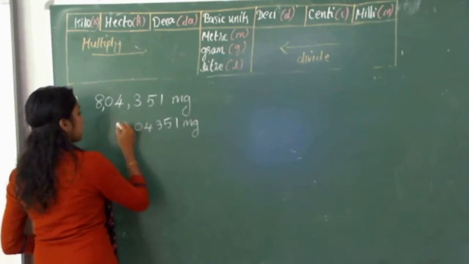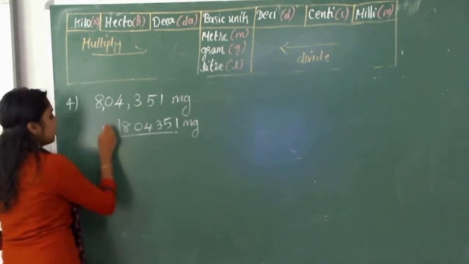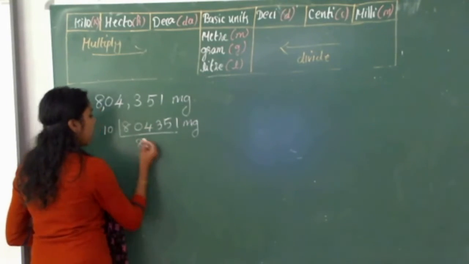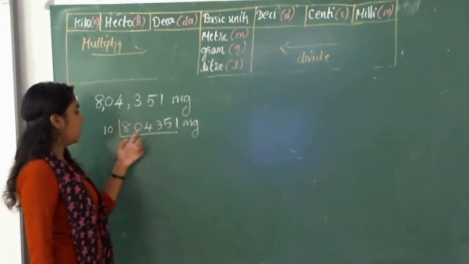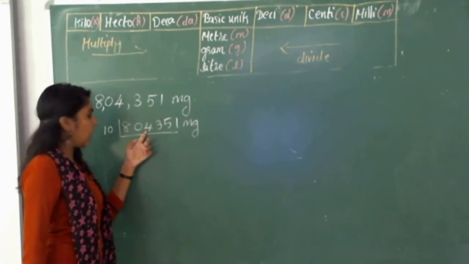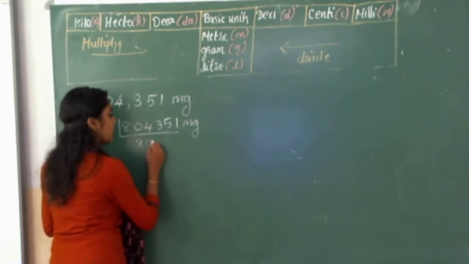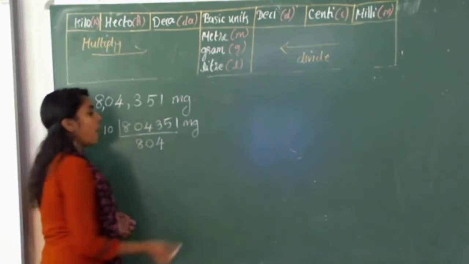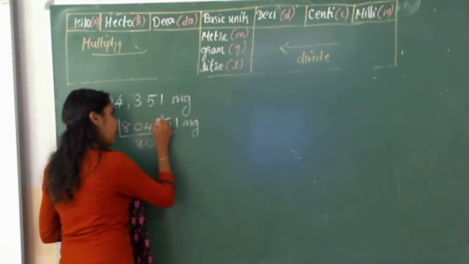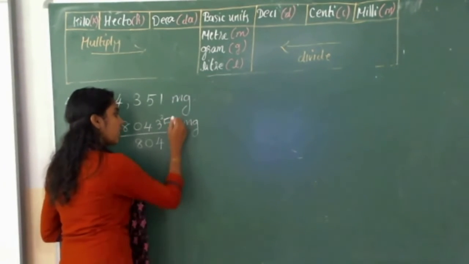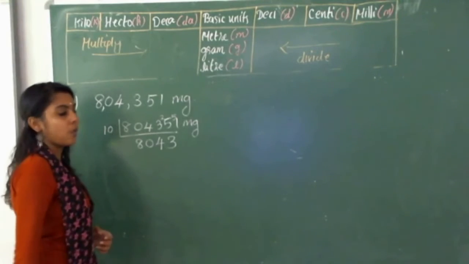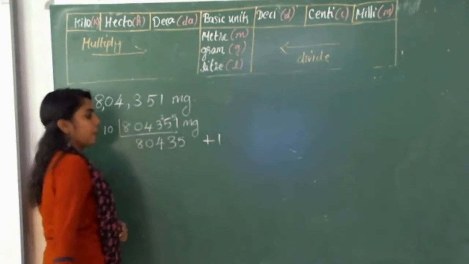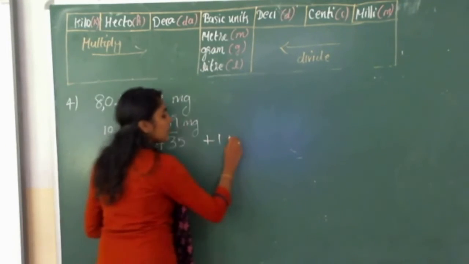Then divide using 10. Then 10 eights are 80. 80 after 4. We can't divide this 4 by 10. So 0. Then 43. Next number. 10 fours are 40. 3 before the next one. 10 threes are 30. 5 before the next one. 10 fives are 50 plus 1. Okay, so this 1 belongs to this milligram.